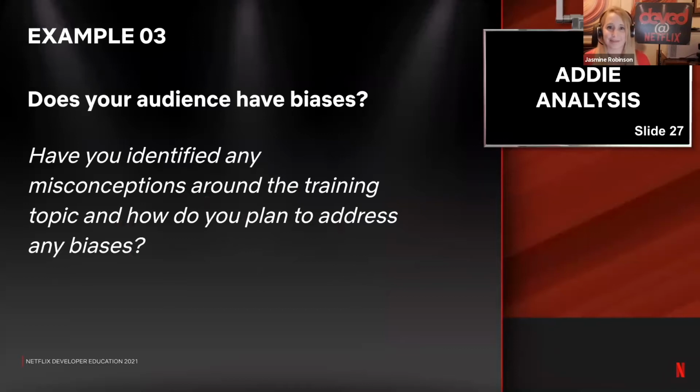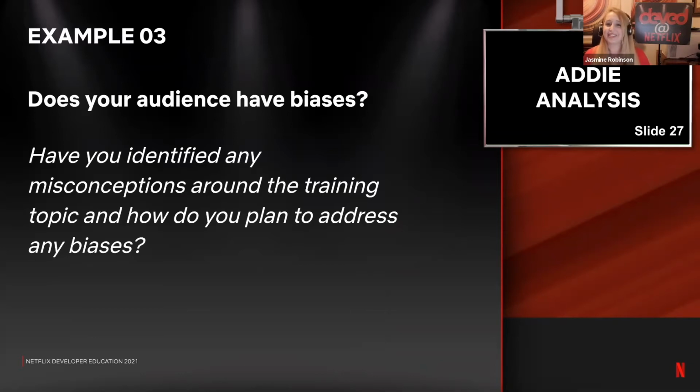Does your audience have biases? Okay, so a majority of our engineers at Netflix are senior level, and when you approach them with a new topic, more than likely, they're gonna have an opinion on its potential success. At Netflix, we farm for dissent, so people are encouraged to share their opinions, and it can be very intimidating at first to have dozens of engineers tell you why your idea is awful.